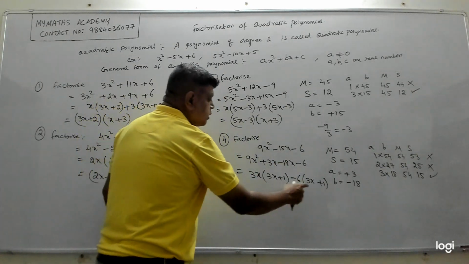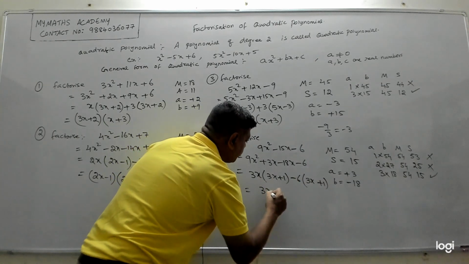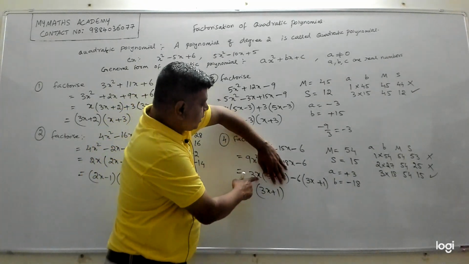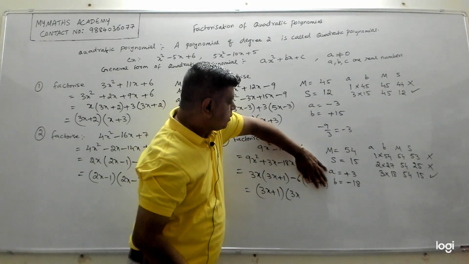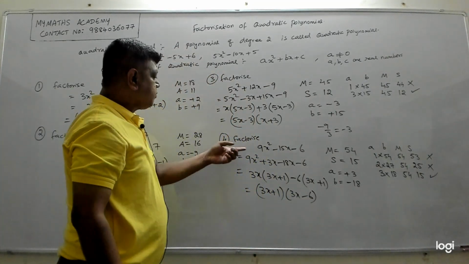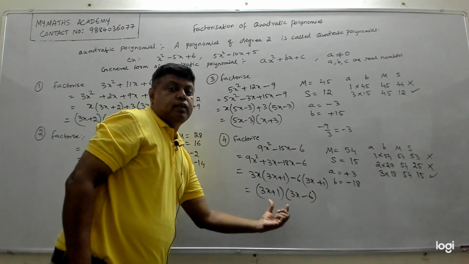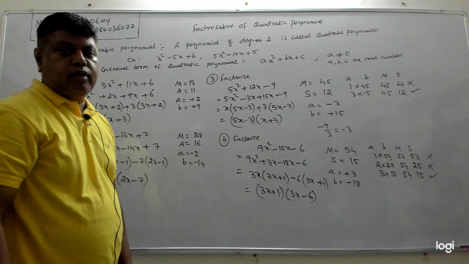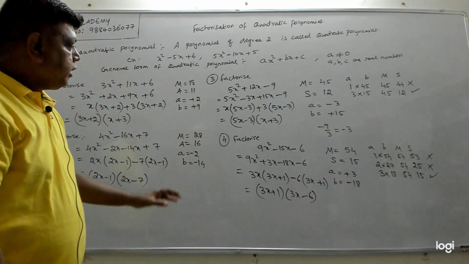So again in these two, what is common? 3x plus 1 is common. So 3x plus 1 I will put common. Then if I take 3x plus 1 here, I will have 3x. Here if I take 3x plus 1, I will have minus 6 common. So what we have got, the factorization of this is 3x plus 1 into 3x minus 6. Factorization of this is this. So this is the answer. Fine. So we will stop here.